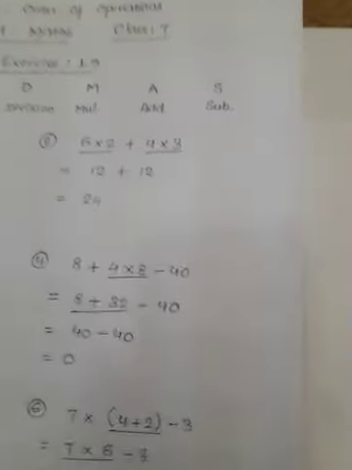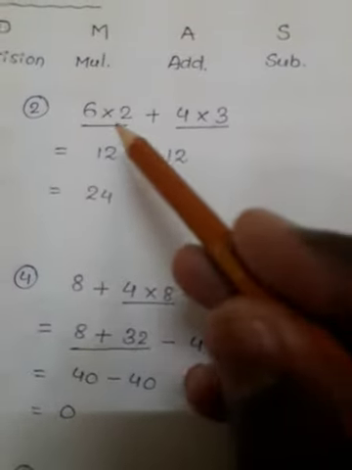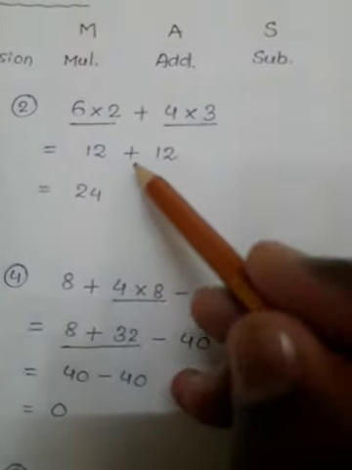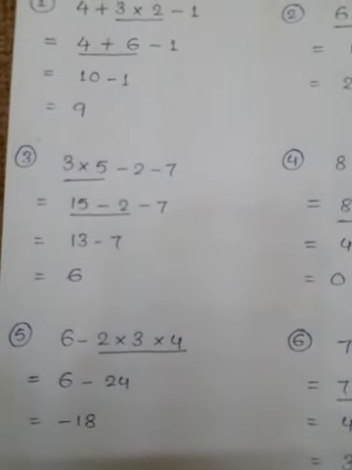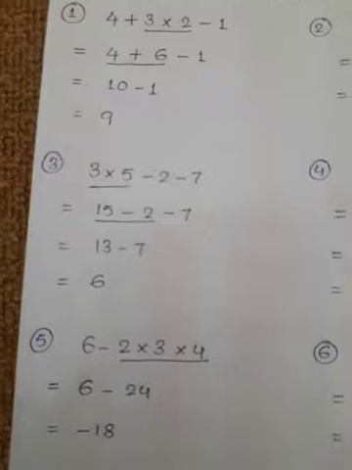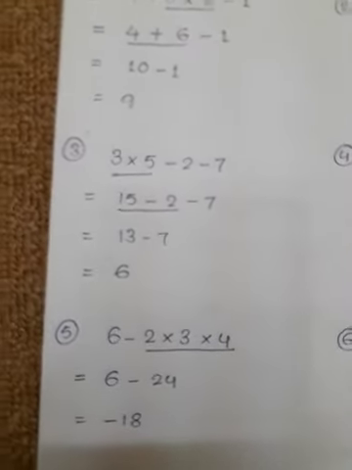Okay. Now in question number 2 there are two multiplications in one line. So we can multiply both. 6 multiplied by 2 is 12, plus 4 multiplied by 3 is 12. 12 plus 12 is 24. Clear? Now number 3. Here look, we have a multiply symbol and we have a subtraction symbol. So which one do we do first? We have to do multiplication first, right or no?